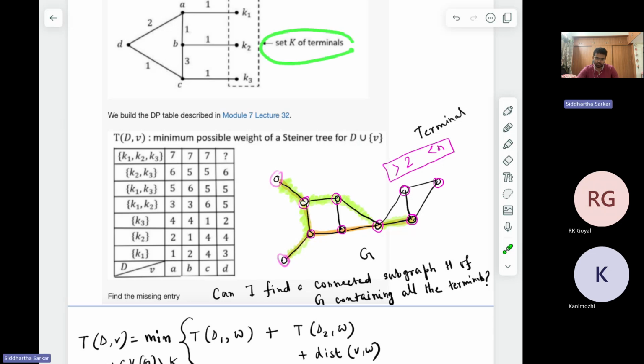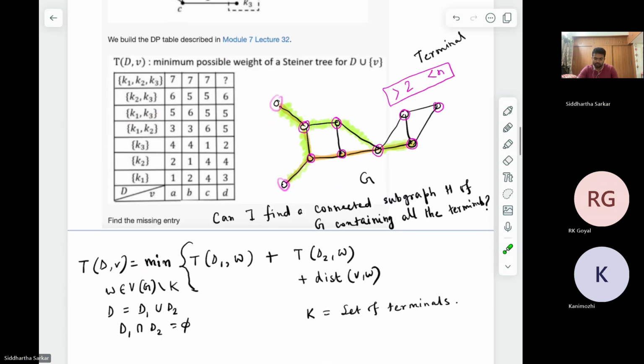So, for example, in this figure, if there are k terminals, then there are 2 to the power k possible subsets of terminals. Now, when I am interested in computing this entry, in this case my D is K1, K2, and K3. If you know that D is only 3 elements, then in how many ways can you partition D into two disjoint parts, D1 and D2?